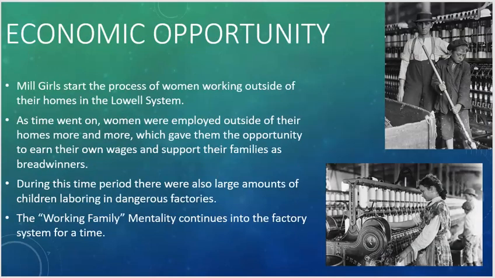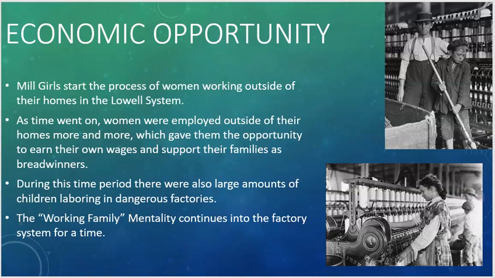economic opportunity. So, mill girls. Mill girls are young women working outside of their homes for the first time at something called the Lowell system. Now, Lowell system we already talked about, right? A factory system from before. As time went on, women were employed outside of their homes more often, which gave them opportunities to earn their own wages and support their families.